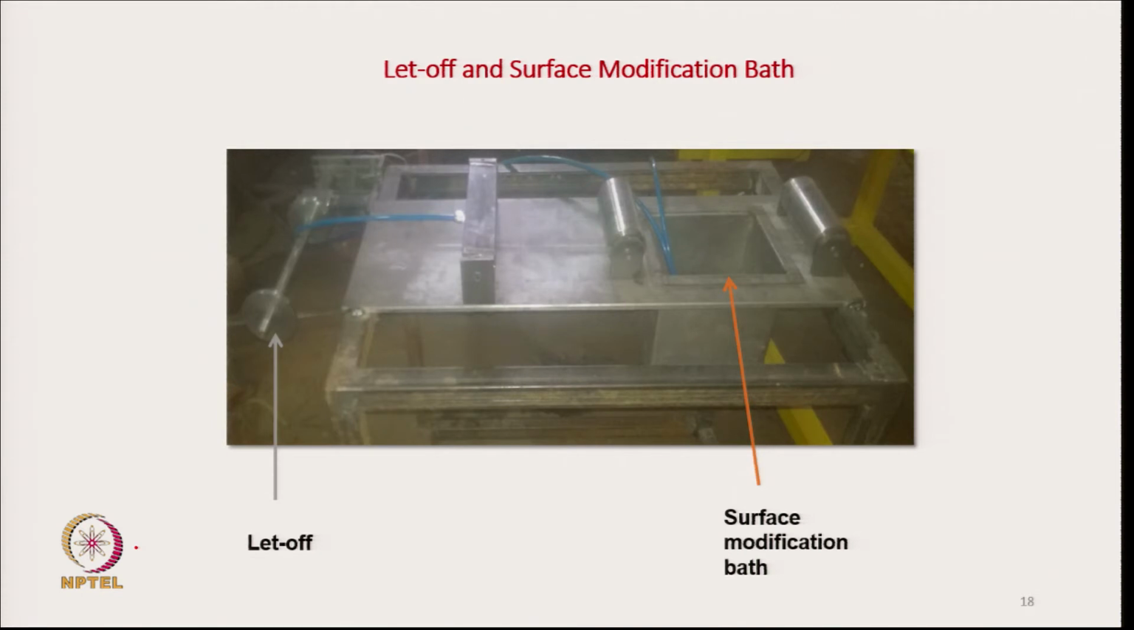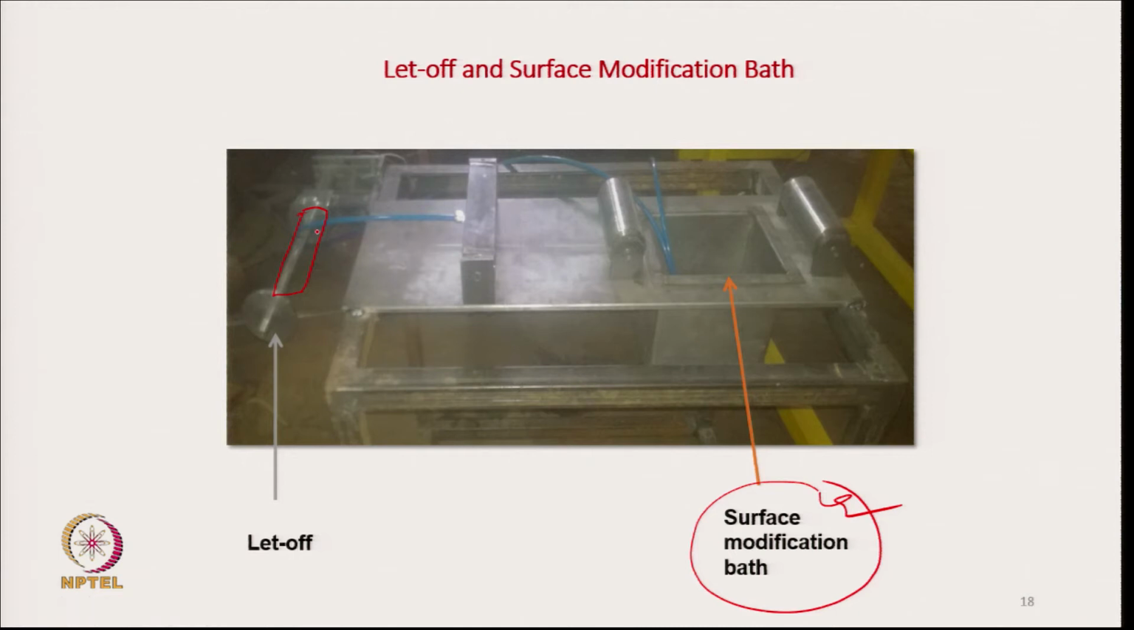Now, let us see each and individual component from the back side of the instrument. Okay. This is the let-off system where the carbon toe is placed, the feed package is placed here with the centering device, and here it is a surface modification bath. If we need surface modification, we have to use this surface modification bath.